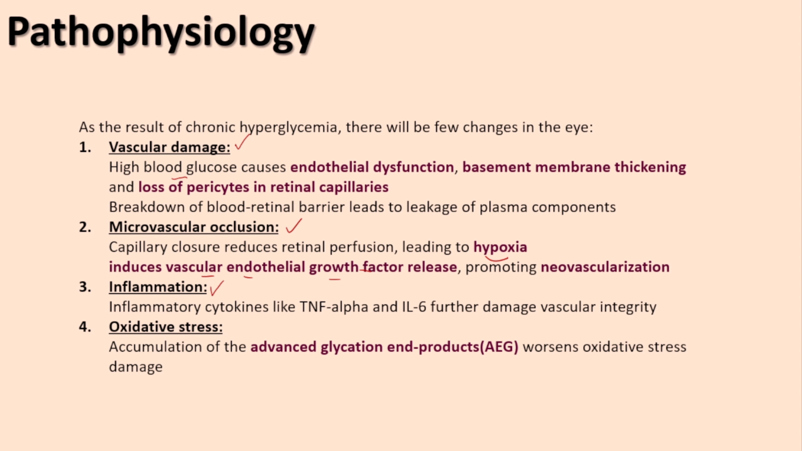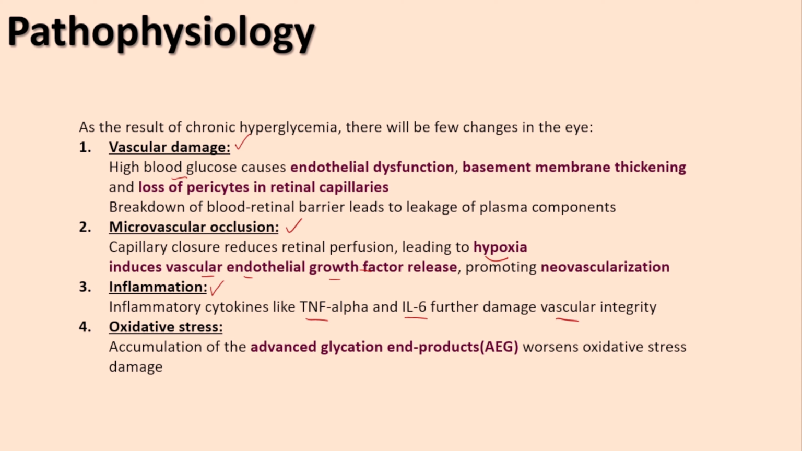So another part of the pathophysiology behind diabetic retinopathy is inflammation. As we talked, this is mostly due to hypoxia. Here we have a release of TNF alpha and IL-6, interleukin 6, which are pro-inflammatory cytokines, and these are further damaging the vascular integrity in the retina. And also here we have oxidative stress, and most of the oxidative stress is due to advanced glycation end products. These are worsening the oxidative stress.